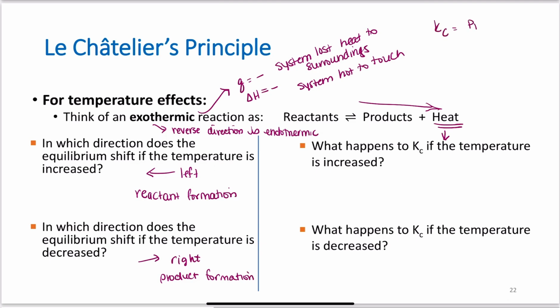Again, if I look at Kc, products over reactants. So what happens to Kc if the temperature is increased? I've increased the temperature. I'm going this direction. I'm increasing reactant formation, decreasing product formation. My Kc decreases. And if the temperature is decreased, I've decreased the temperature. I need to make more product now. Product is going to increase, reactant is going to decrease, Kc is going to increase.